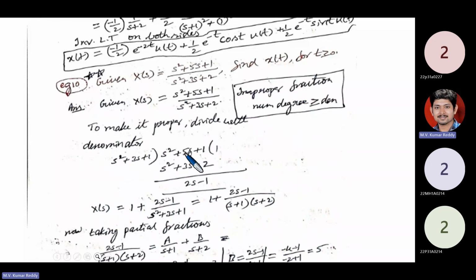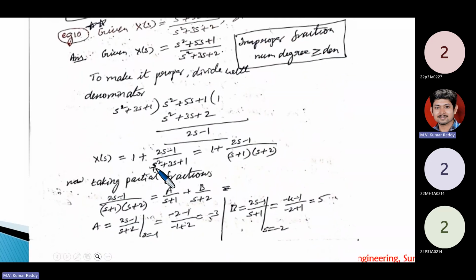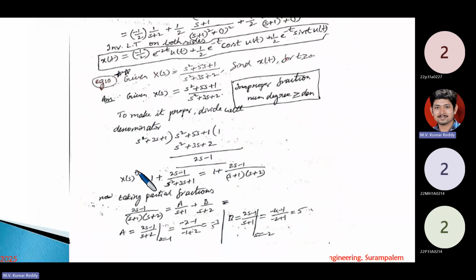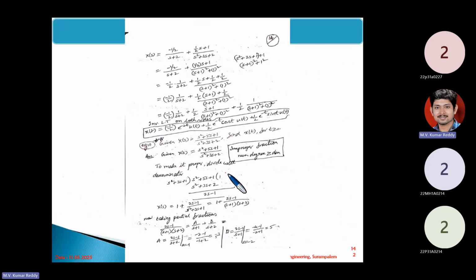Always it is 1 or 2. 1 s square equal, so 1 time is enough. S square plus 3s plus 2, this is 2s minus 1. So 1 plus 2s minus 1 over s square plus 3s plus 2. This is the formula. First the remainder, so here this is the remainder.